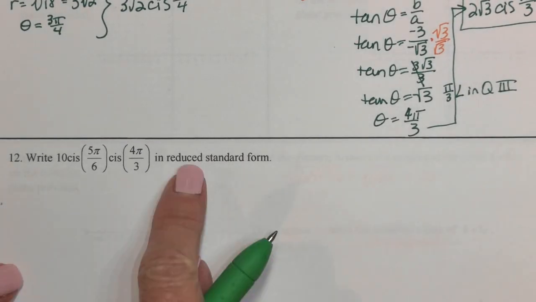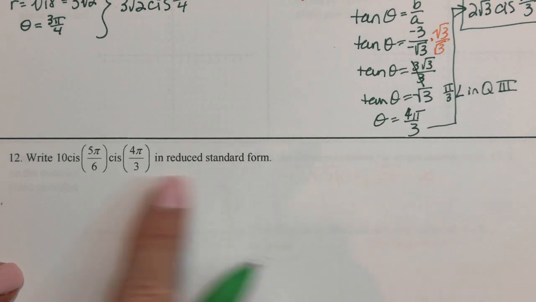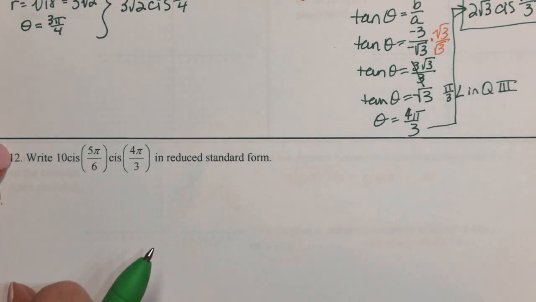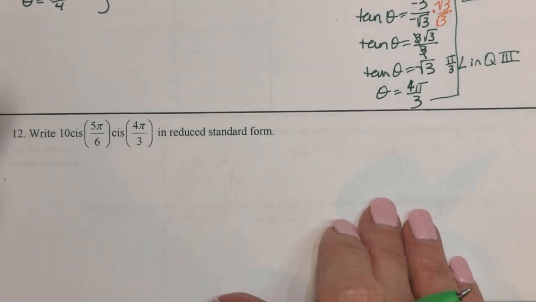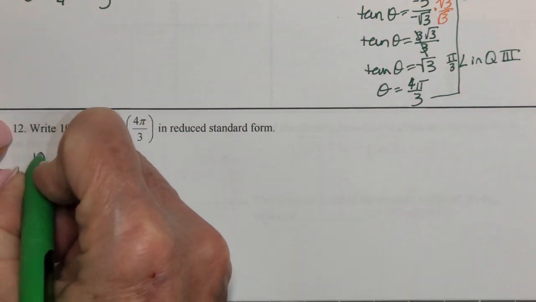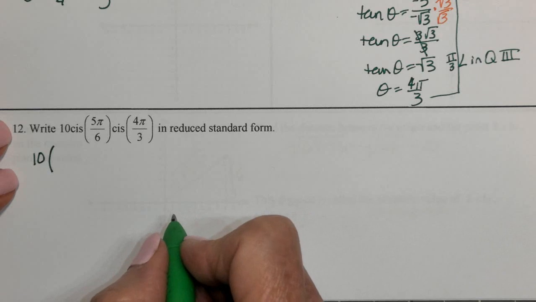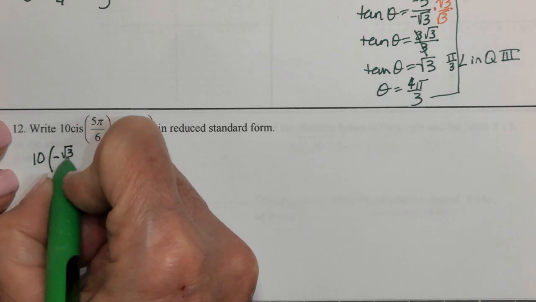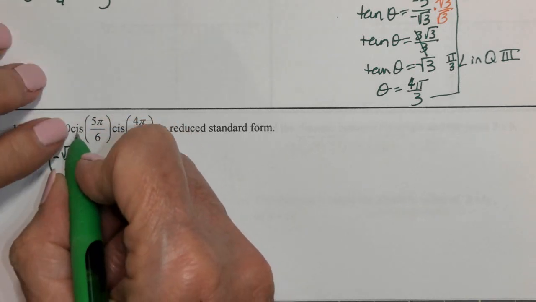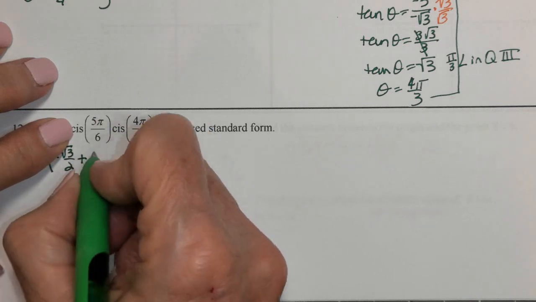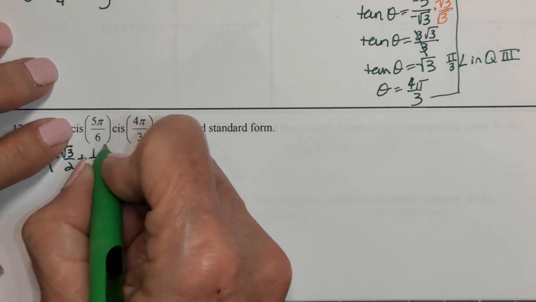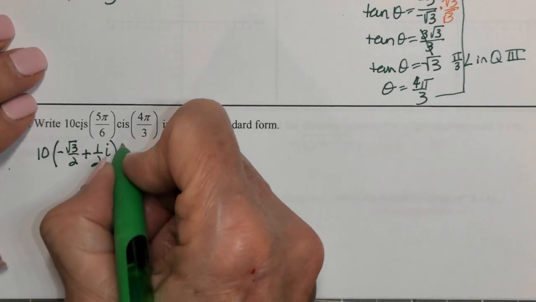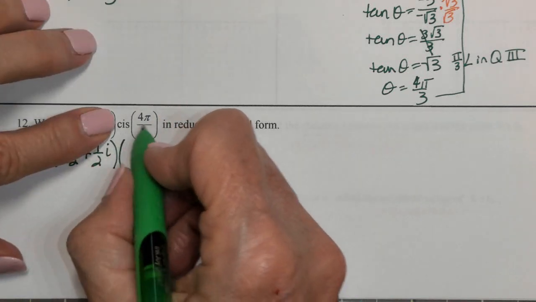Okay, let's write this one in reduced standard form. So we've got two things going on here. I have the product of two polar forms, trig forms. So I'm going to write this as 2 times, I'm going to change these to standard form. So cosine of 5 pi over 6 is negative square root 3 over 2 plus i sine of 5 pi over 6. Sine of pi over 6 is a half. I'm going to write my i there because that is what that i is. And then I'm multiplying that by cis of 4 pi over 3.